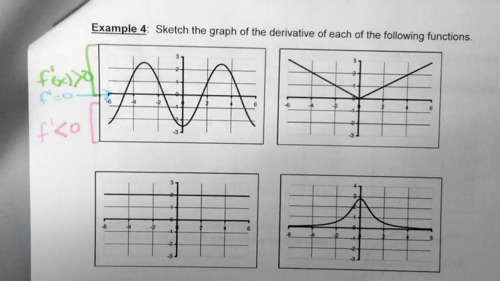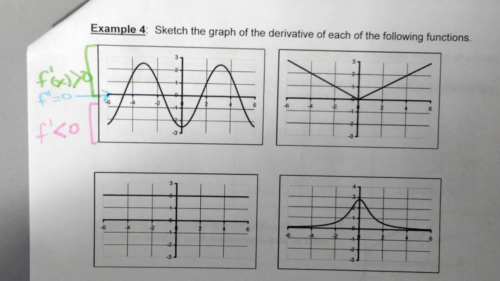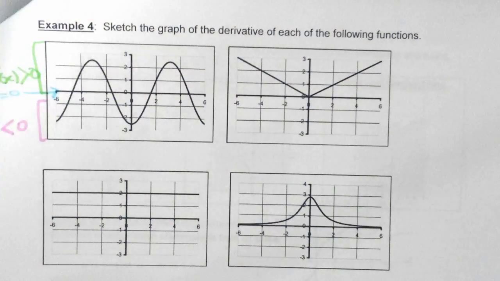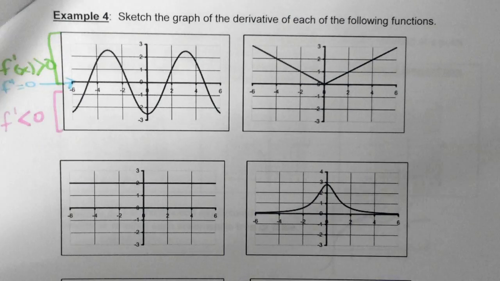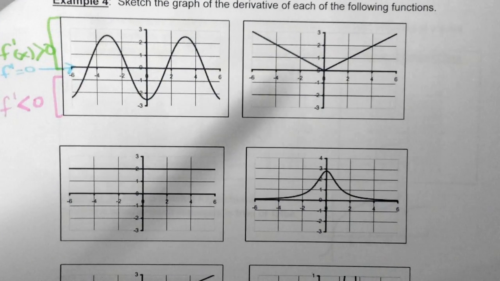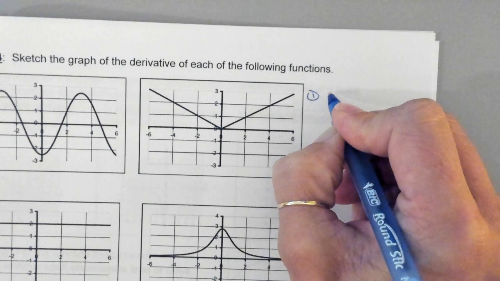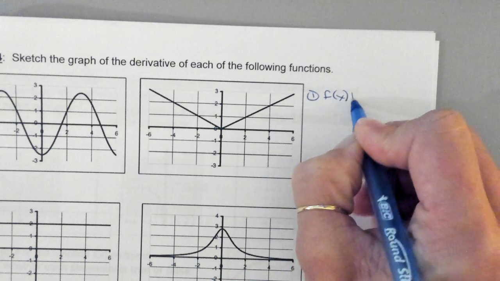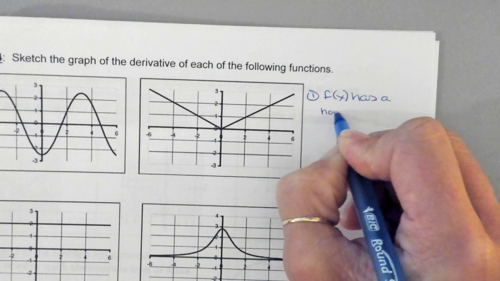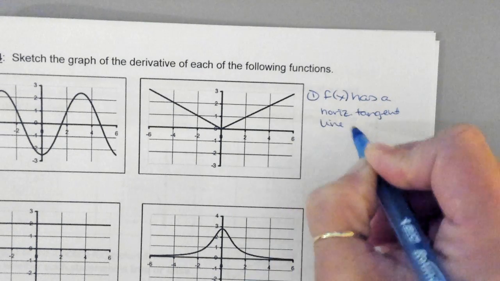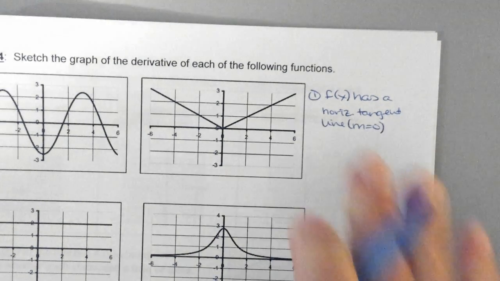Okay. So, I'm going to write 3 steps on this side over here. Okay? When we are sketching, it's a sketch. Okay? Sketch. It's not perfect. F prime's graph, the first thing we want to look for is where f of x has a horizontal tangent line. Basically, we're looking for a slope of 0. That's the first thing we're going to look for.